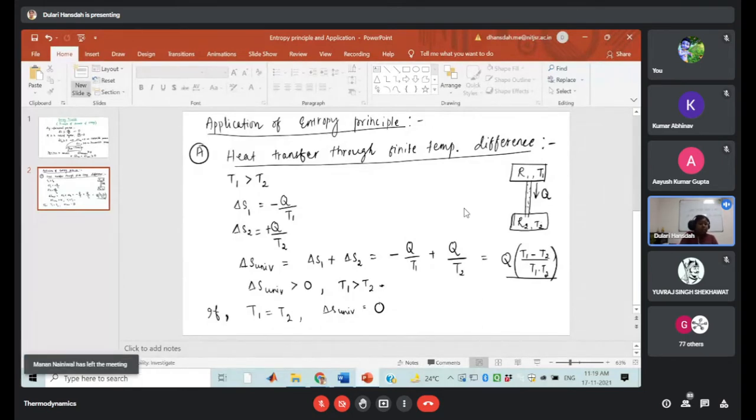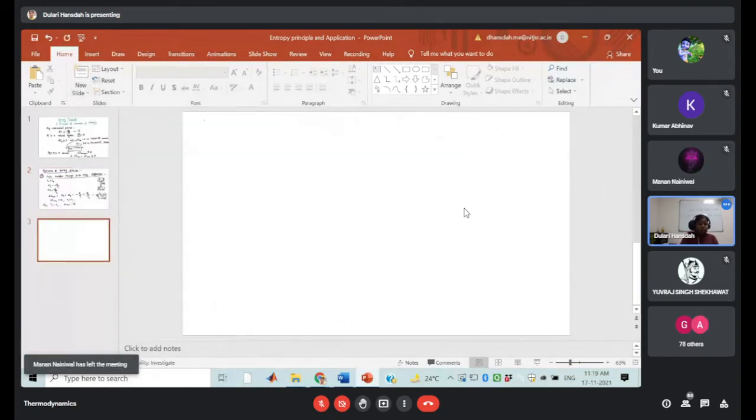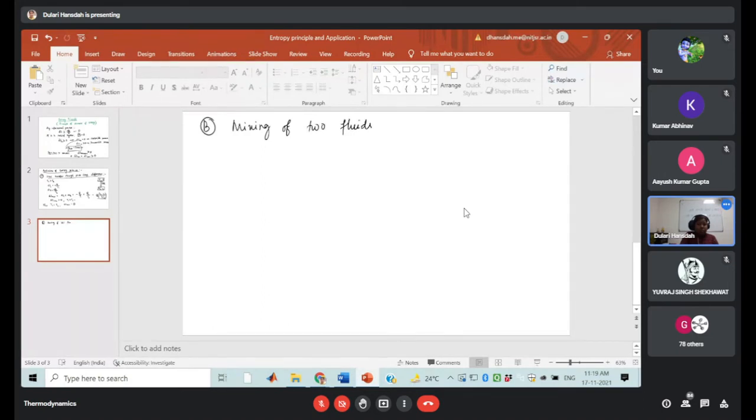Next one is the mixing of two fluids. In this case also there will be an increase of the entropy, which we will discuss.